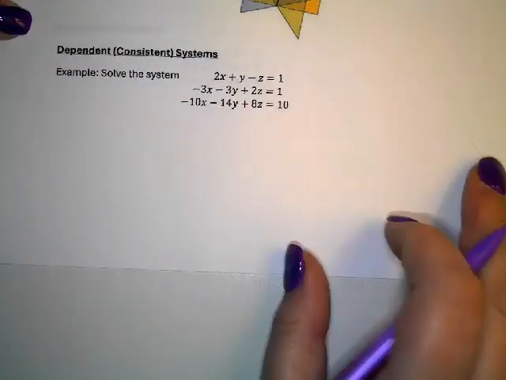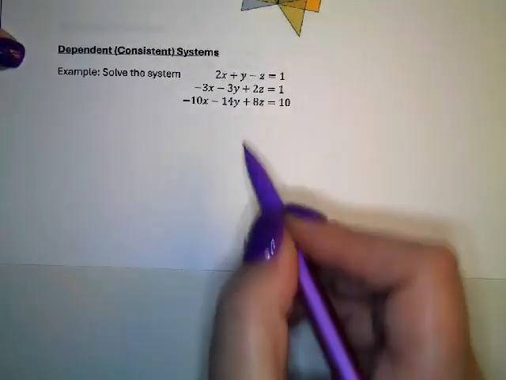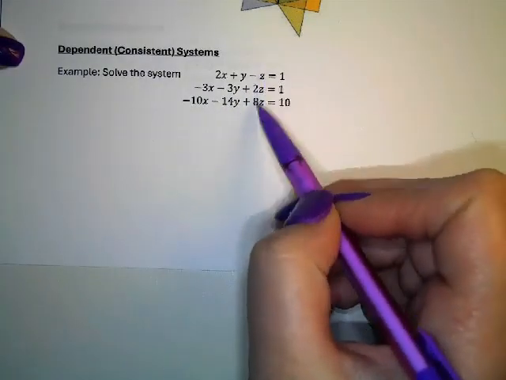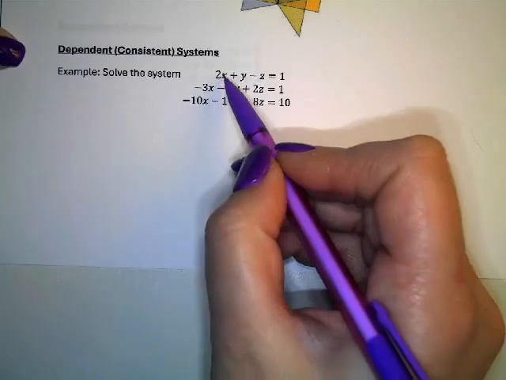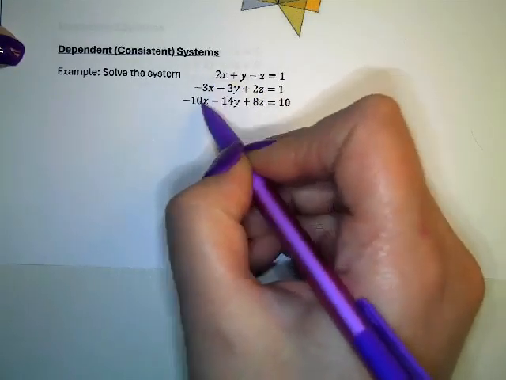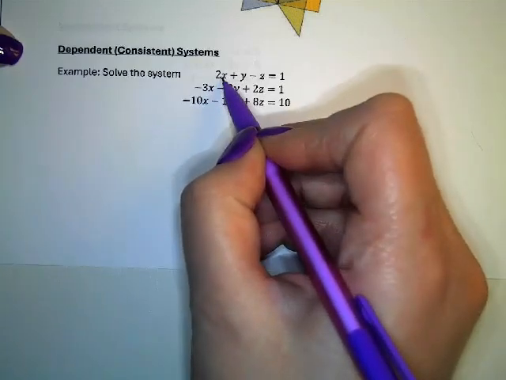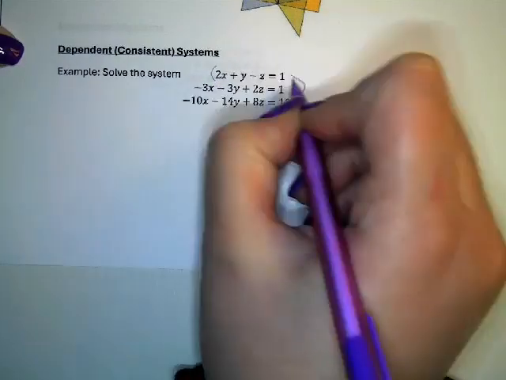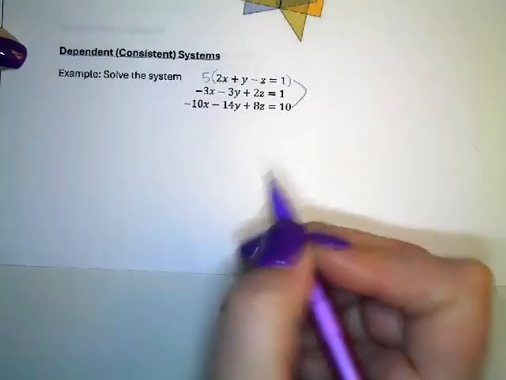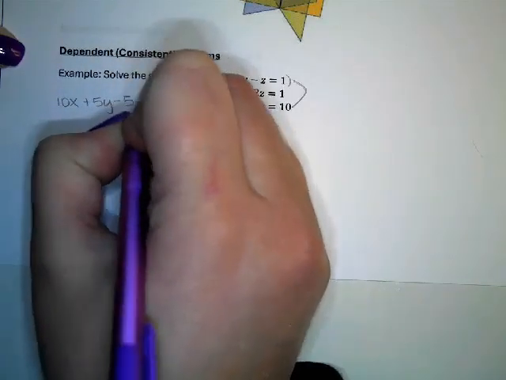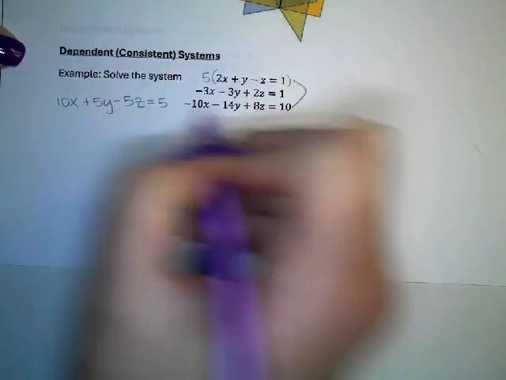When I looked at this one, you could, again, kind of eliminate any variable. I didn't want to eliminate z because I did that last time, so I looked at the x's. And the first thing I noticed was that 2 and 10 could eliminate if I multiplied the first equation by 5. So that's what I decided to do. I decided to do the first and the third, and I multiplied the first equation by 5. So 10x plus 5y minus 5z equals 5. And then I'll just copy the third equation down.